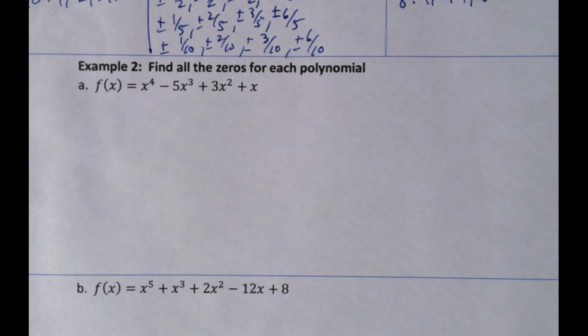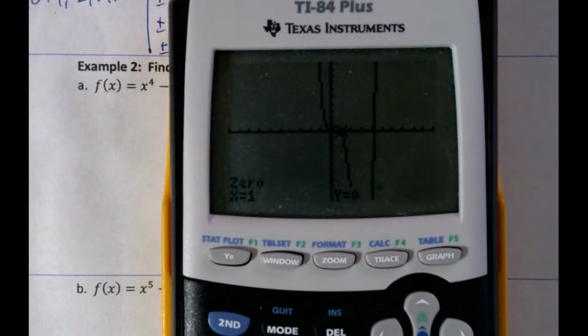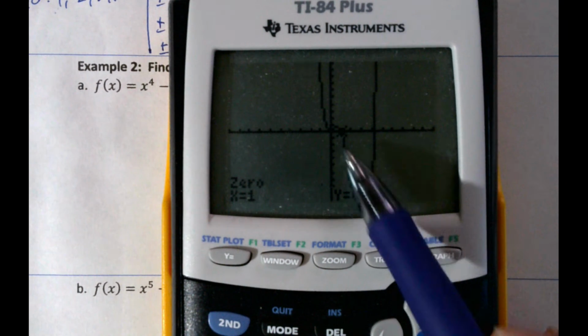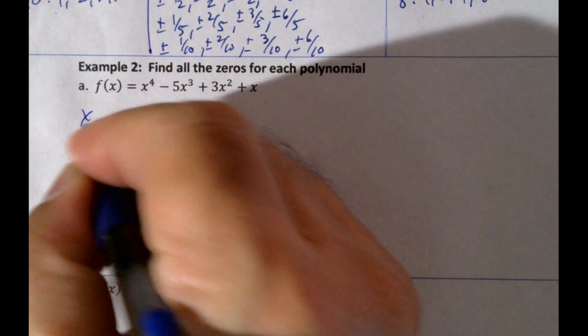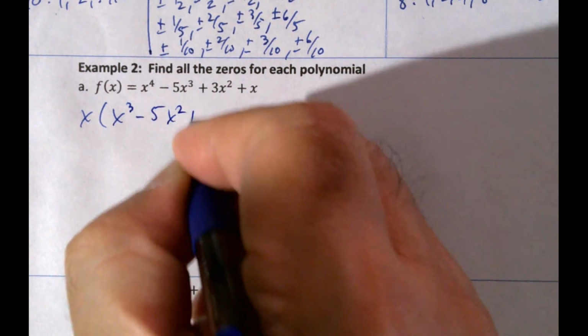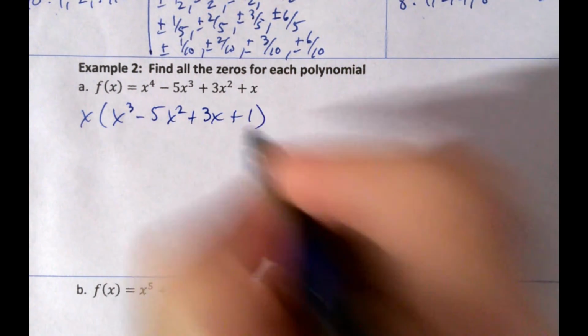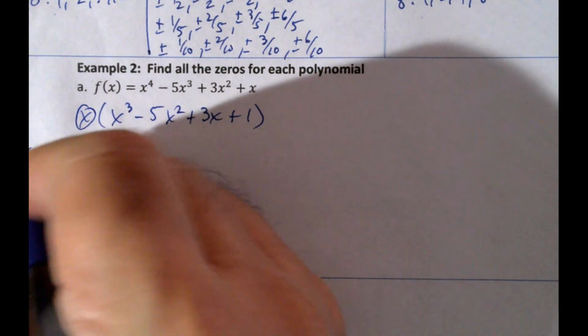All right. First of all, there's a common factor of x. So that's where that 0 comes from. The common factor of x is producing that 0 right there. So I'll take an x out. That gives me x cubed minus 5x squared plus 3x plus 1. Okay, so x equals 0. This one gives me x equals 0.